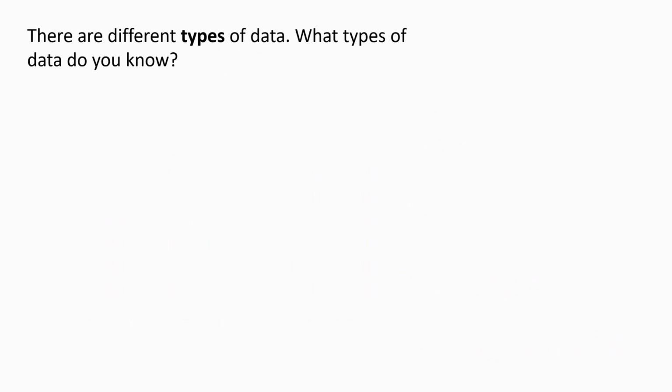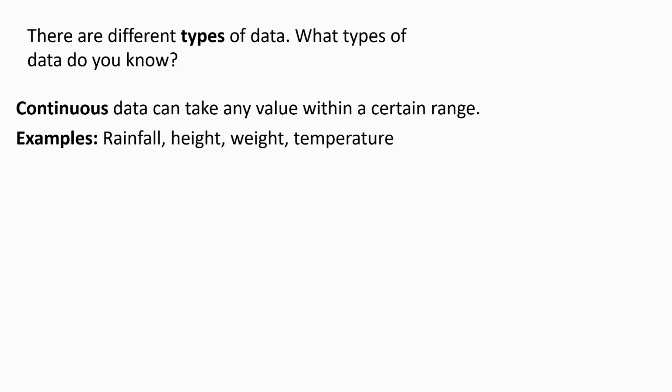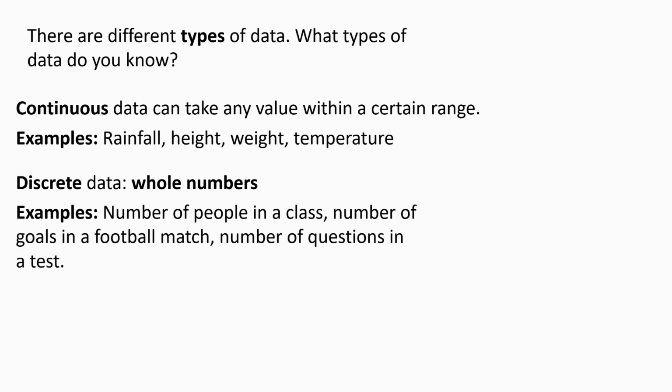It's important to be aware that there are different types of data. Continuous data can take any value within a certain range. So this could be something like the amount of rainfall that we have in a certain time period. We have discrete data, which is described entirely by whole numbers. So the number of people in a class, number of goals in a football match, etc. And then there's categoric data, which is things like labels. This could be people's favourite colour or people's hair colour, or so on.